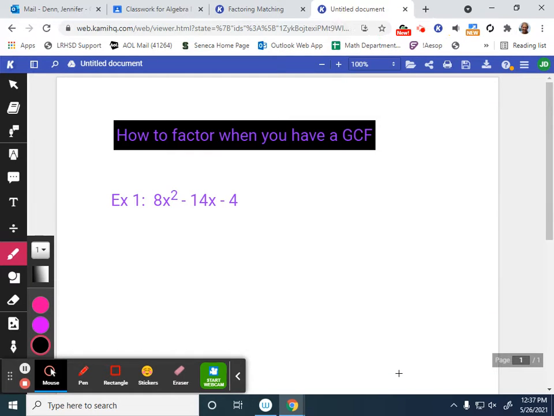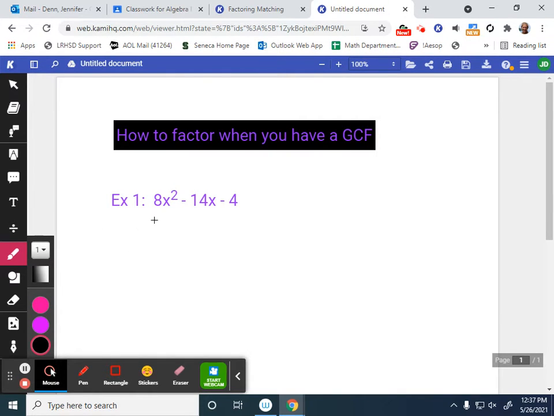Okay, I'm going to go over how to factor when you have a GCF. This is nothing that will be surprising to you, but it is something that we haven't done in terms of putting it all together. So I'm going to do two examples. I think it should explain how to do it, and then you're going to go and practice.